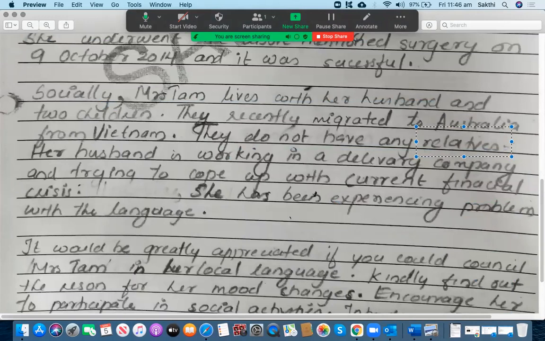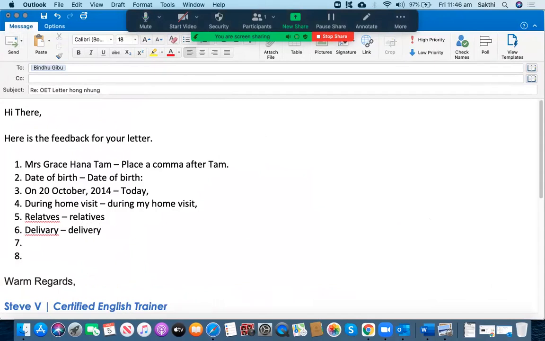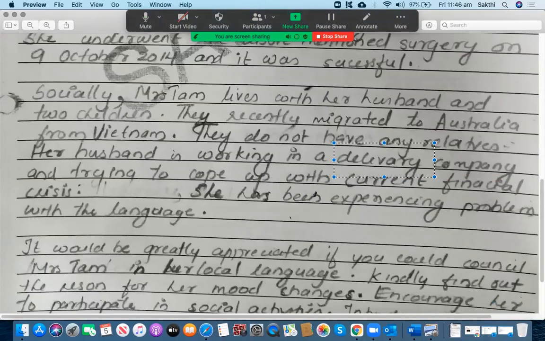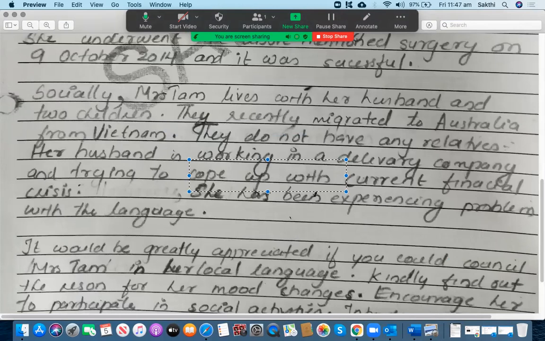Her husband is working in a delivery company. In a delivery company, spelling mistake. No, that's actually delivery company. It should be ERY. It's not ARY. All right, let's go to the next one. I'm trying to cope up with current financial crisis. Okay, cope up with, that's wrong. You have to use cope with. So cope with, that's okay. Okay, she has been experiencing problem with the language. Okay, that's all right.